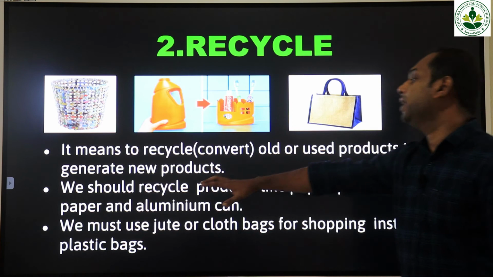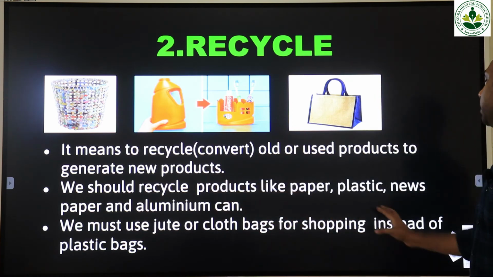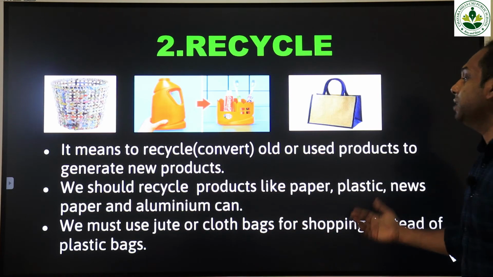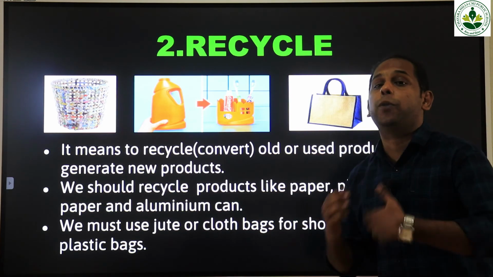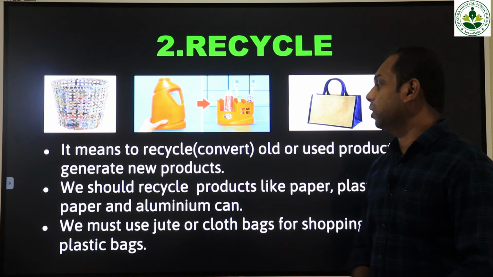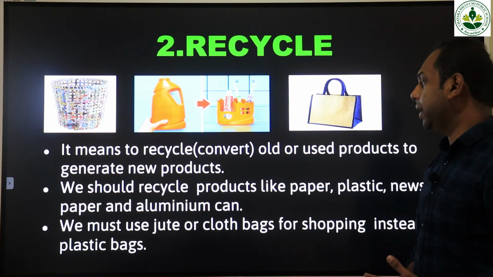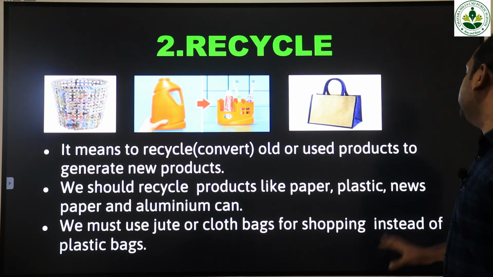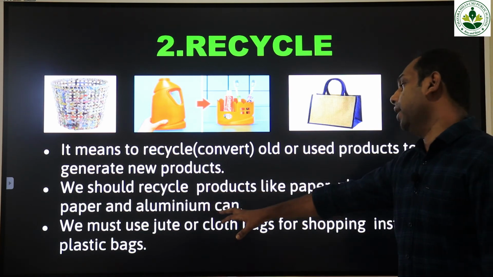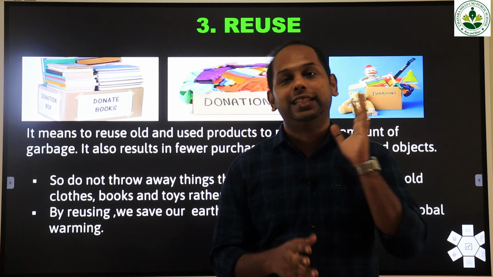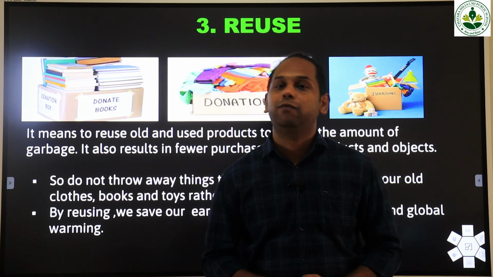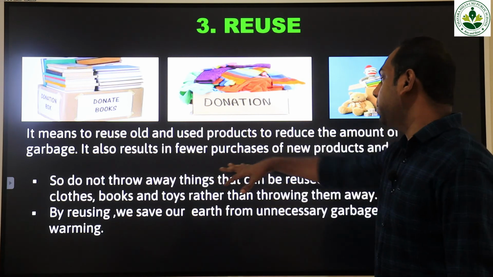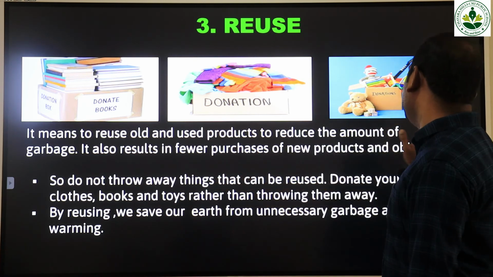Then we should recycle products like paper, plastic, newspaper and aluminum cans. These are the major materials by which we can generate new products out of waste materials. Which are the major materials by which we can do the recycling? Paper, plastic, newspaper and aluminum cans. So think twice before you purchase things from the shops. It also results in fewer purchases of new products and objects.